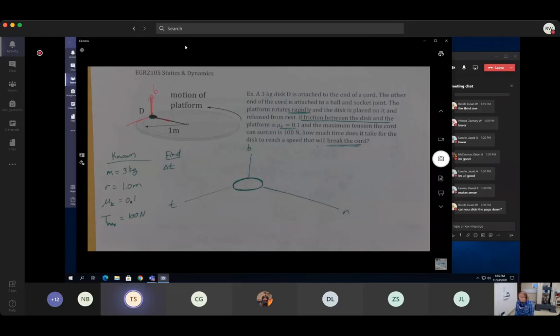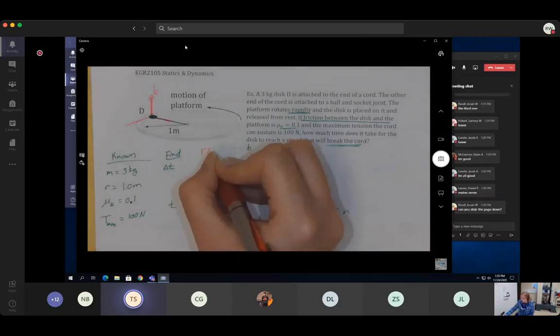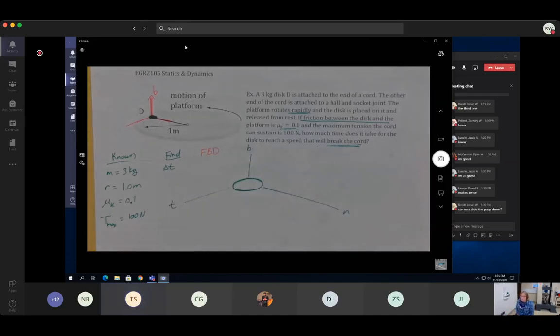So do we start this problem by using a tangential acceleration and then plugging that into our kinematics equations and probably doing an integral? We'll get there, but we're going to do a free body diagram first. So what's the force we can add to our free body diagram? There's friction, tension. Okay, so we've got friction and tension. So where should tension go?